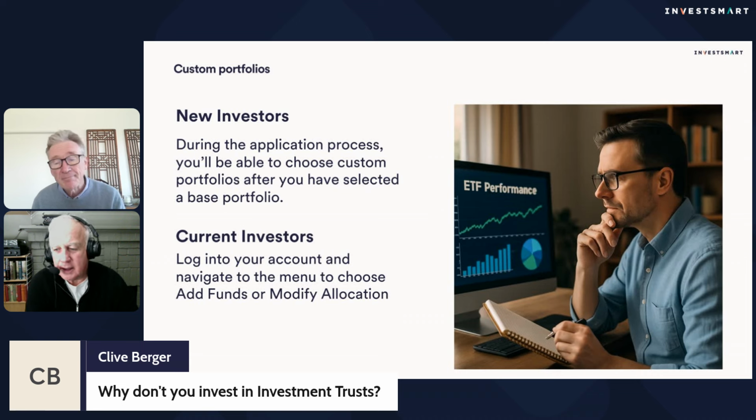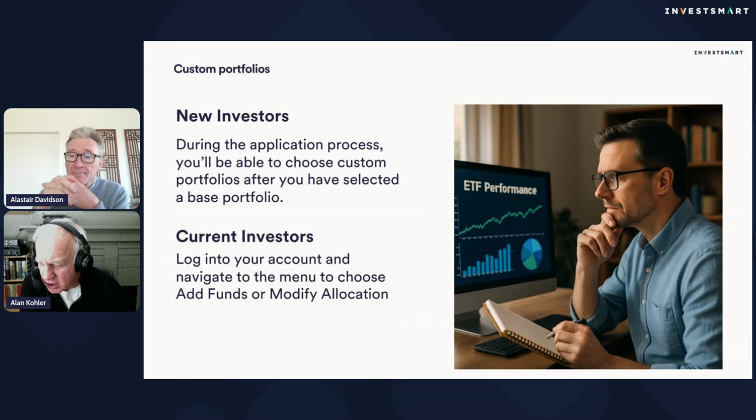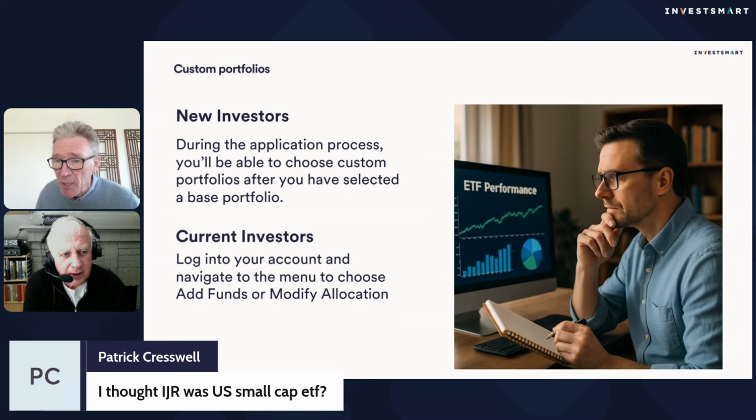Okay. A couple of people have picked you up on the IJR as US small caps, or S&P 500. Oh, I'm sorry, I was looking at IJ. Sorry, I misread that one as IJP. IJR is US small caps. Small caps, I beg your pardon. That was my fault. I have to get my glasses cleaned, I think. Okay, IJR. Let me take that one away.